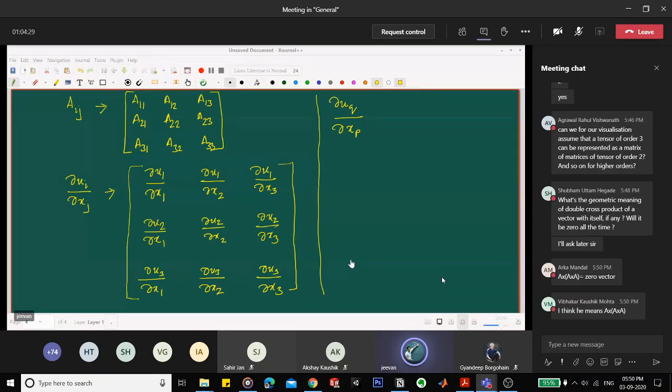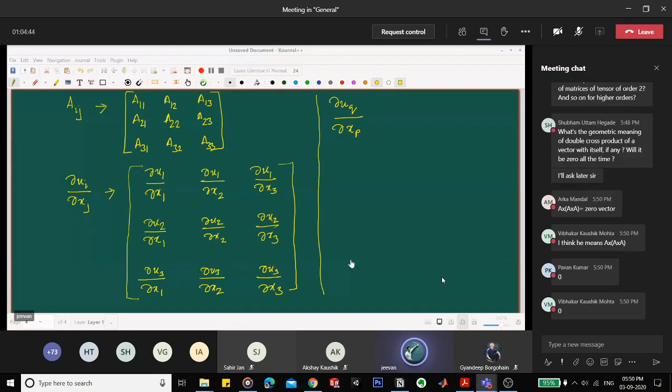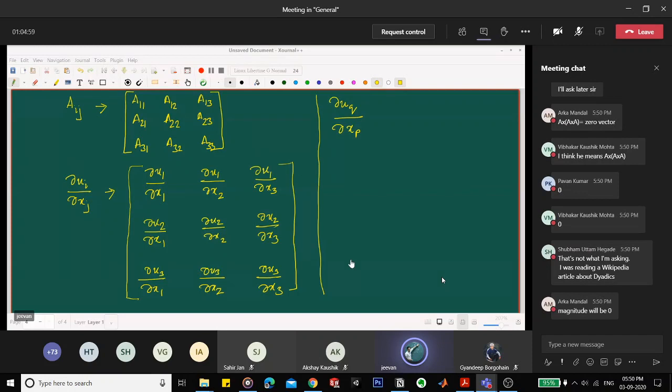Then you answer. Orko and Vibhakar, I think you know this. You've taken 2 courses with me, I think. Answer this yourself. What is A cross A, if A is a vector? Why is it 0? Vibhakar, I'm asking you. Because the component of A perpendicular to A is 0. Yeah.